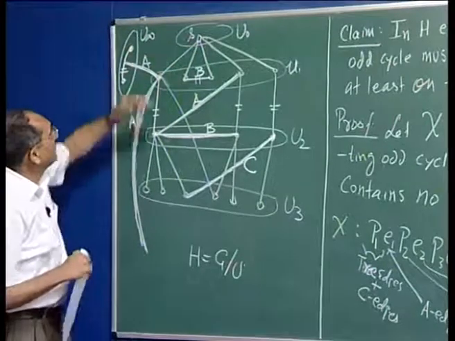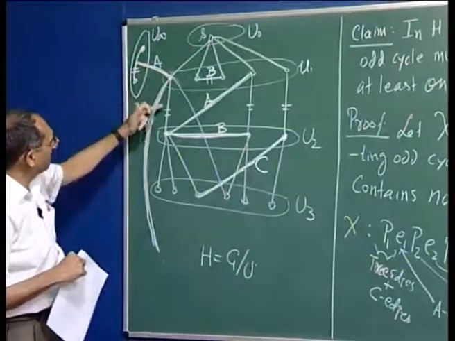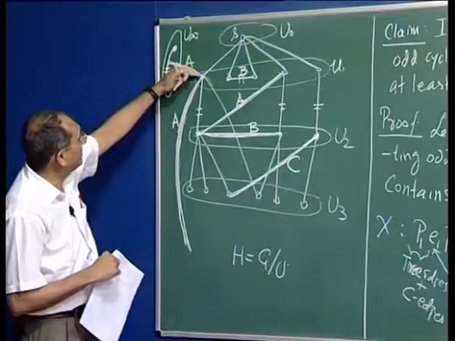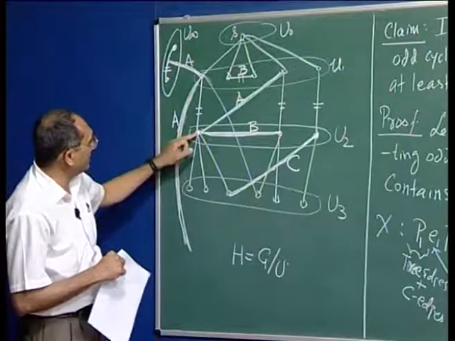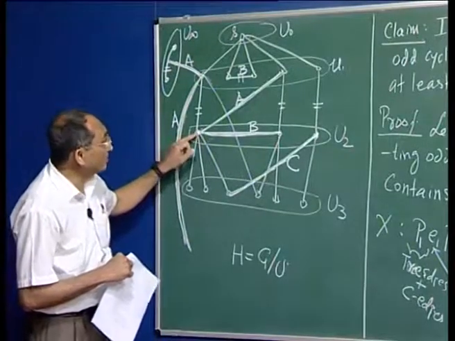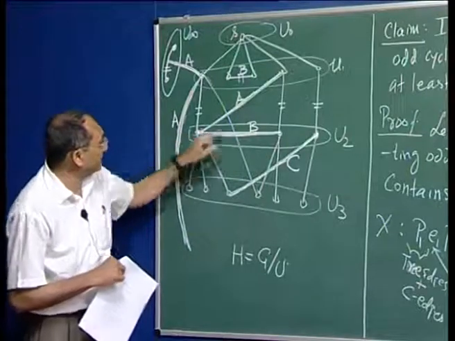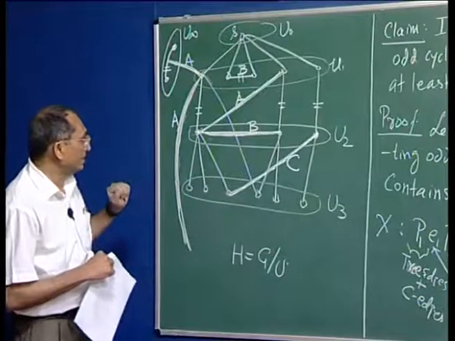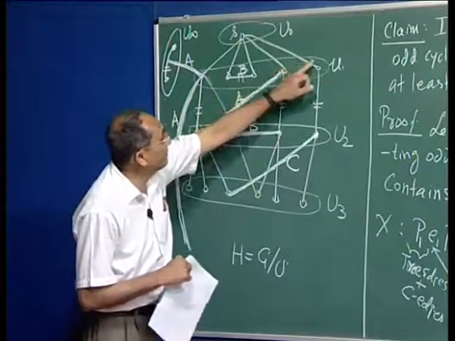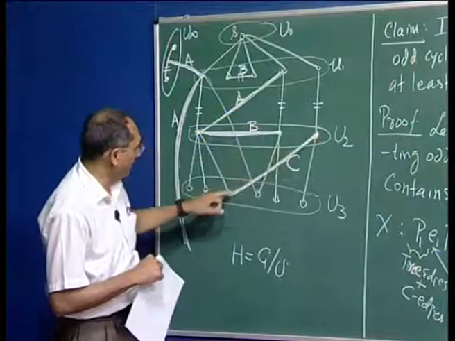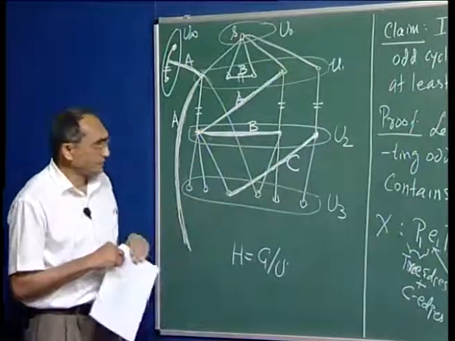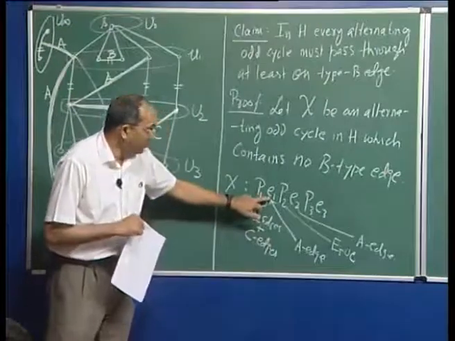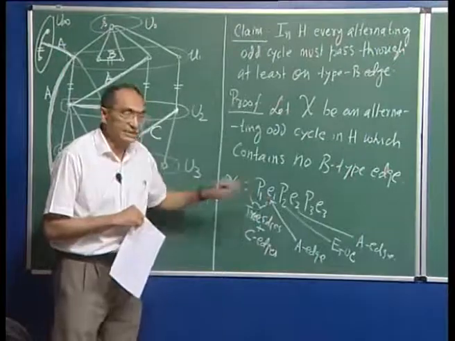What we notice is that this must continue to descend, because we start with an unmatched edge. Then we must go along the matching edge. We are not allowed to go along type B, so we cannot go this way. We have to go along this, or it is possible that we may have gone like this, or we may have taken a C edge. Now, at some point, we go along one of the A edges.